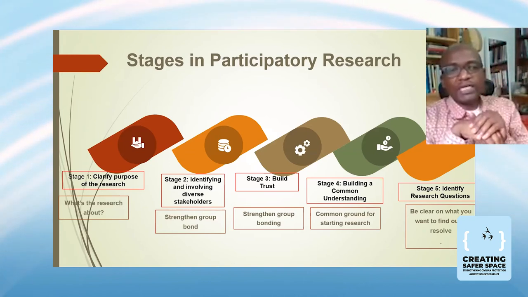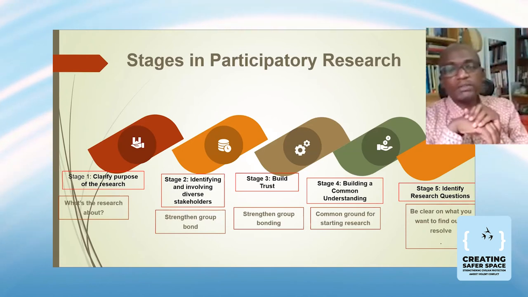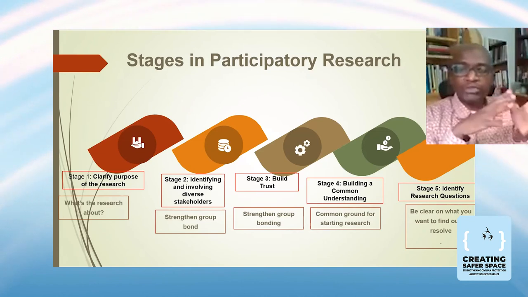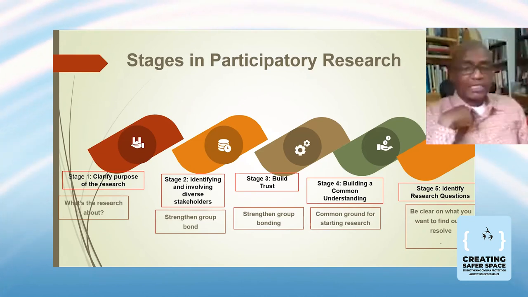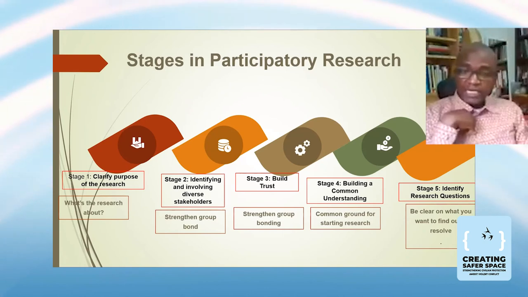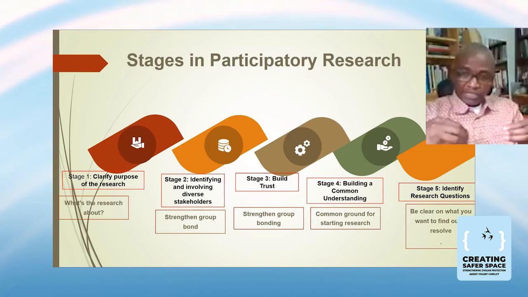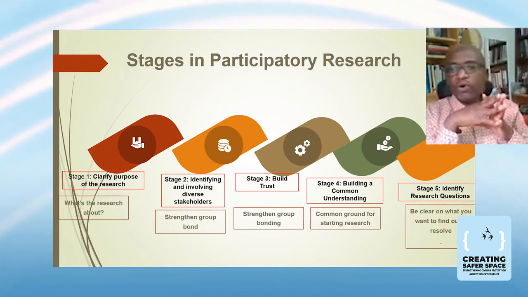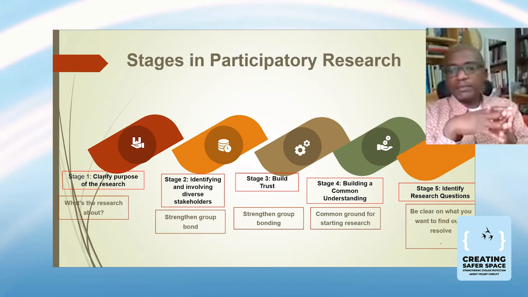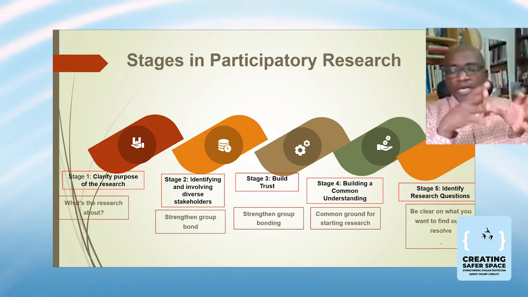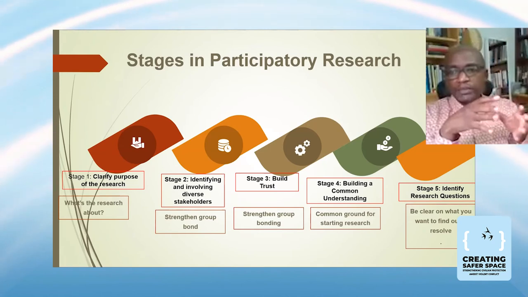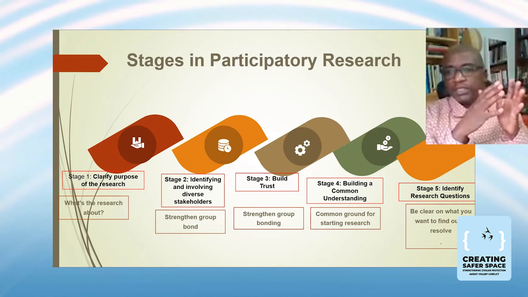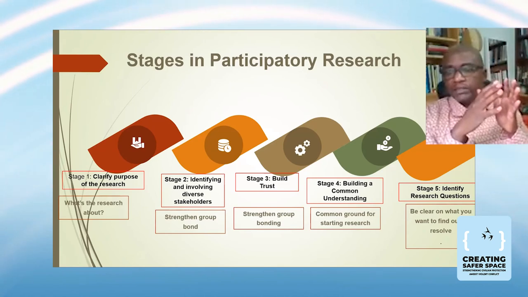Number two, identifying and involving diverse stakeholders. How are we going to select them? We will discuss that. Number three, building trust. Trust is key. As I've said, they're creating both safe spaces and a democratic space for communicative engagement. Number four, building a common understanding on that particular research and where you want to take it. Kind of a common ground as a starting point. Number five is identify research questions.